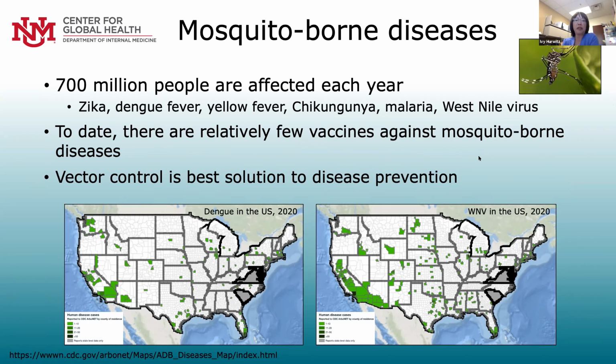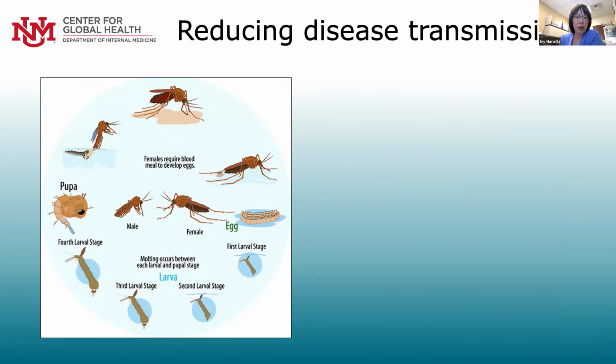Except for yellow fever, there are currently no vaccines against mosquito-borne diseases. So besides protecting yourself from mosquito bites, vector control is perhaps the best solution to disease prevention. To best understand how to control the mosquito population, we must first understand its life cycle, and that's shown here.